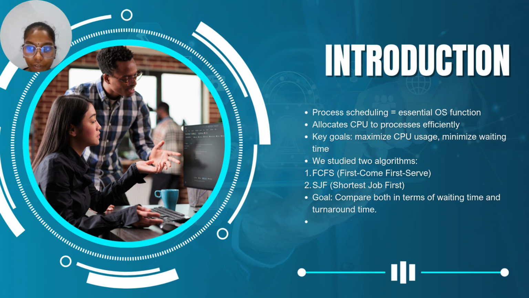In this project, we focus on two important algorithms. FCFS, first come first serve, runs tasks in the order they arrive. SJF is shortest job first, which runs the shortest task first. Our objective was to compare these two algorithms based on two key performance metrics, waiting time and turnaround time.